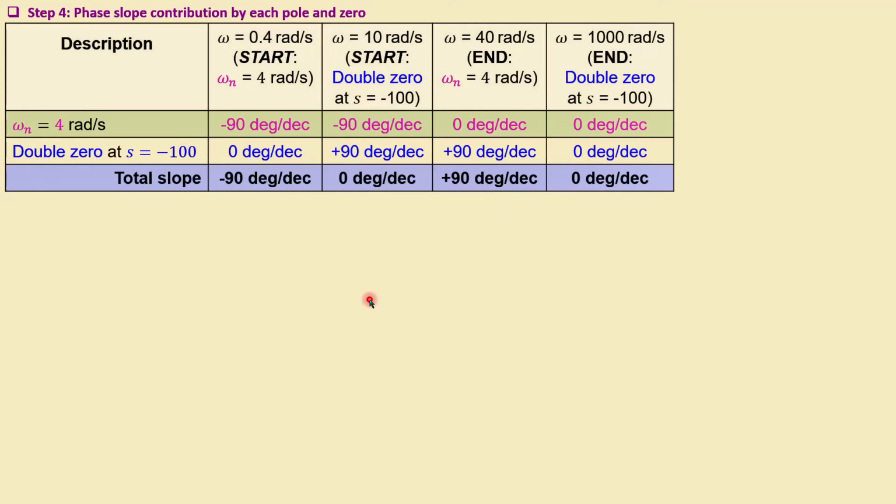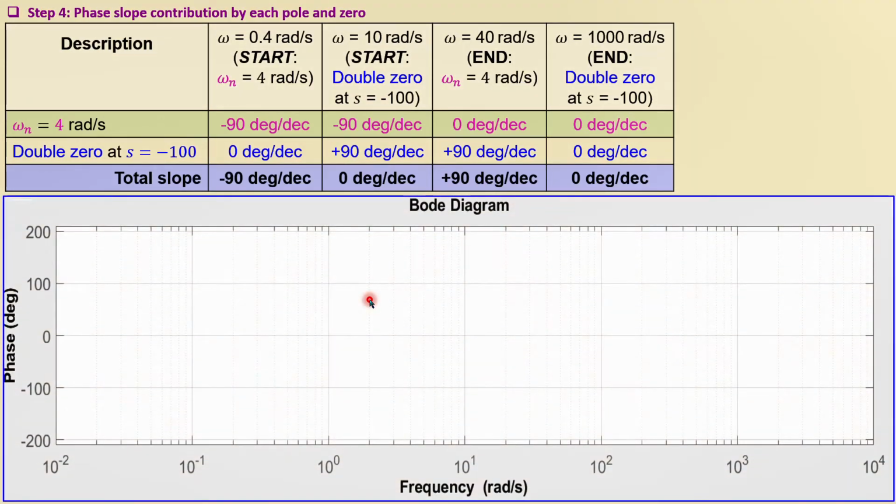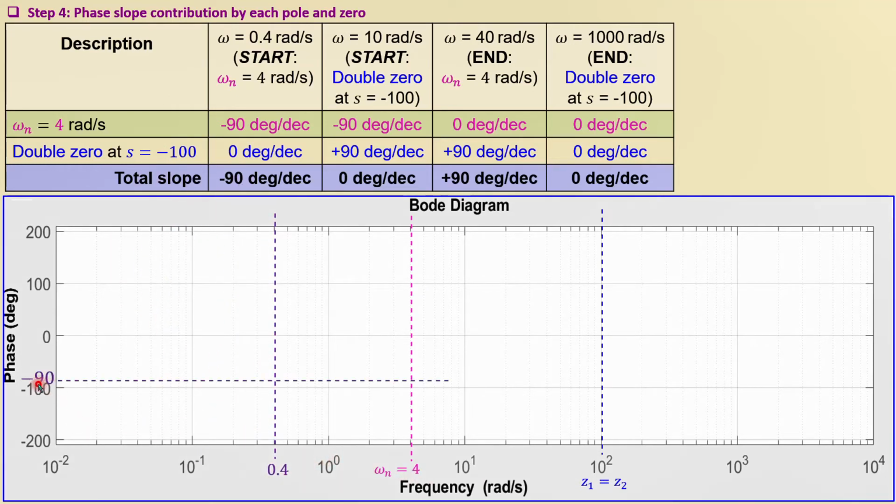Now we will also draw that in the phase plot. And this is the phase plot, the empty plot. We will now bring up, and again consider each of these break frequencies and their effect, and then add them up later for the total phase plot. Again, designating the break frequencies, the zero and also the omega n, and also we start at 0.4. For our discussion, it is also helpful to draw the minus 90 and the plus 90 degrees lines here.